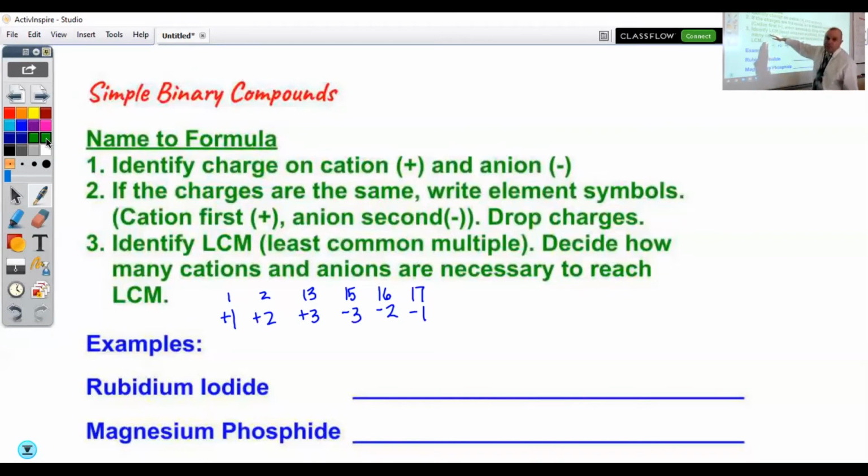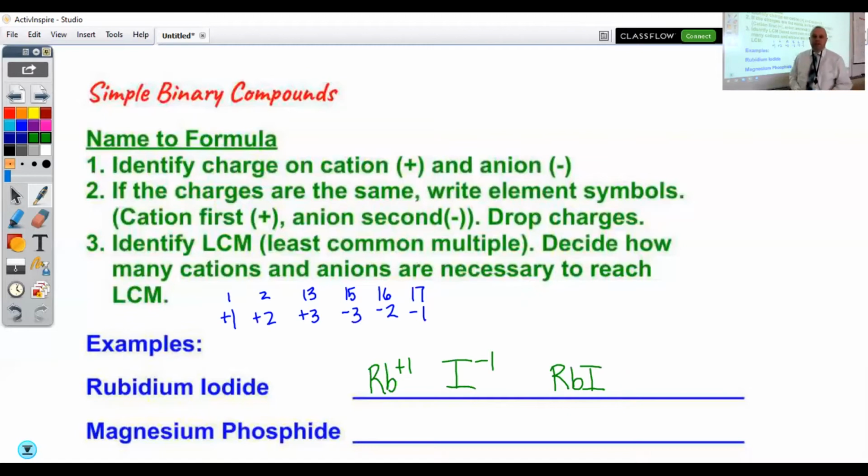Third, in the case where they're not the same, we're going to identify the least common multiple, and we're going to decide how many cations and how many anions are necessary to reach that least common multiple. That's going to give us our neutral compound. So let's take a look at our first example. We have rubidium. Rubidium is in group 1, so rubidium is going to have a positive 1 charge. We have iodide. Iodide's in group 17 on the periodic table. That's going to have a -1 charge. So in this case, the +1 and the -1 charges are going to drop out, and our final answer is just going to be RbI.